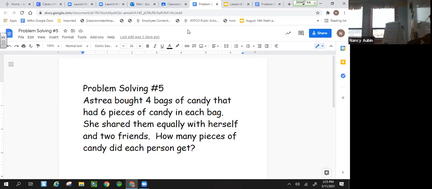I love how Lucas is underlining his important information. Nice job. Check your work if you have time. Double check it.